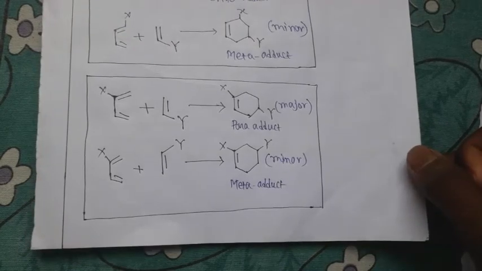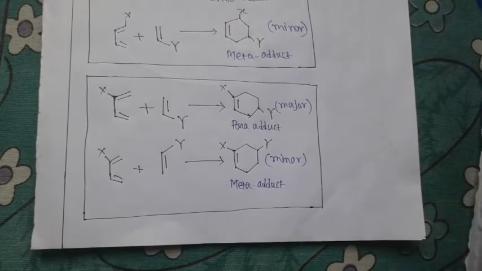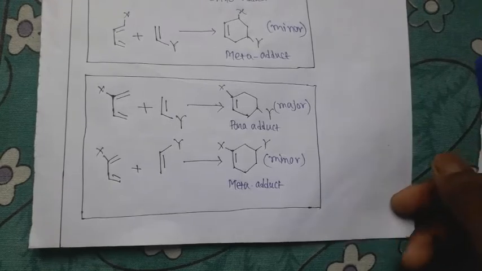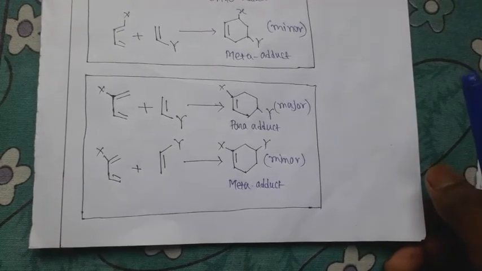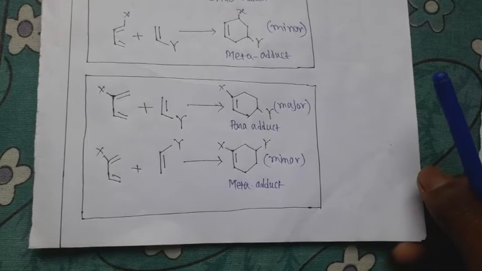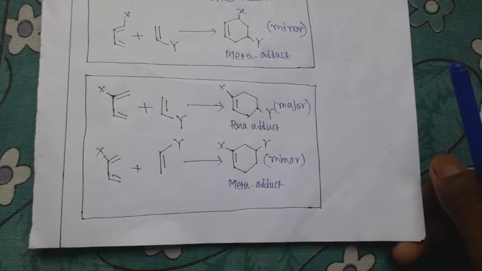These rules are true for almost every combination of electron withdrawing and electron donating groups, except one case where X and Y both are electron donors. In this case, there is marginal meta selectivity.